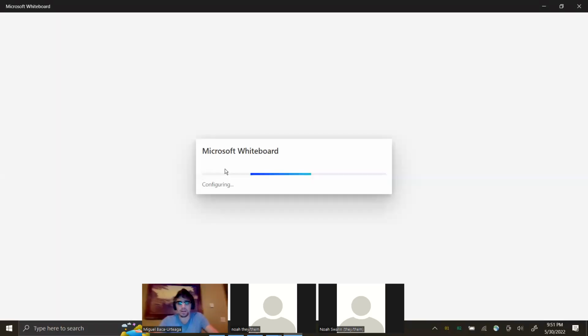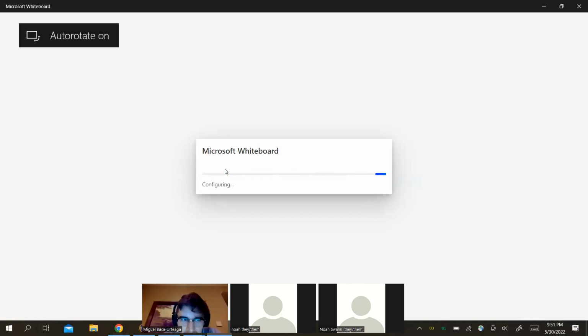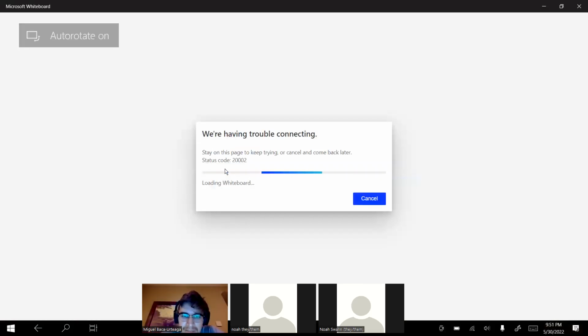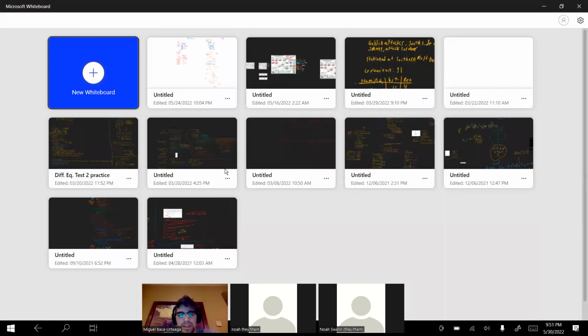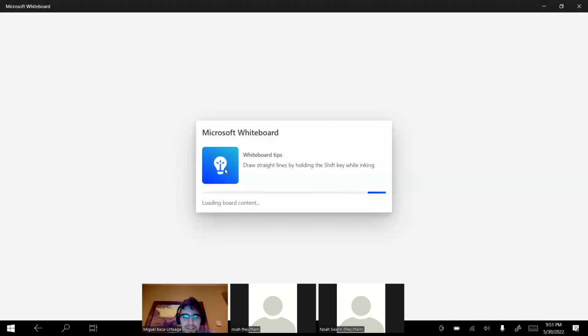So let me ask you guys something. If I flip my laptop like this, can you guys still see my screen? See your screen or your face? My screen, like the whiteboard. Yeah, we can see your screen. Okay, that's all that matters. You don't need to see my face.